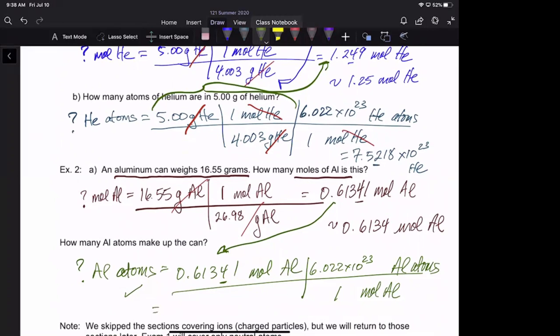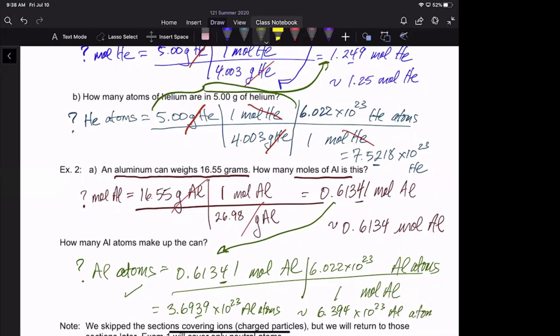And I get 3.6939 times 10 to the 23rd aluminum atoms, which will round to 3.694 times 10 to the 23rd aluminum atoms.